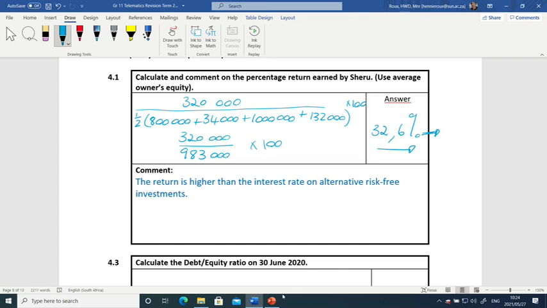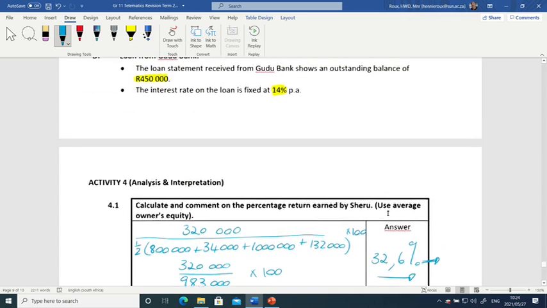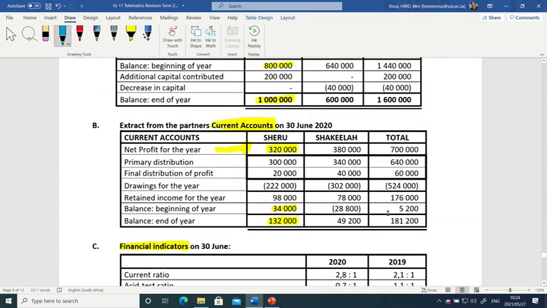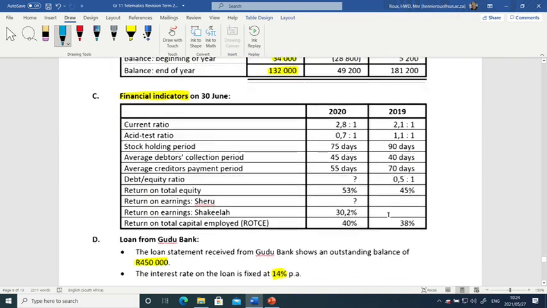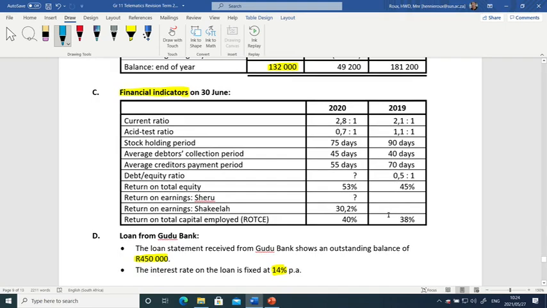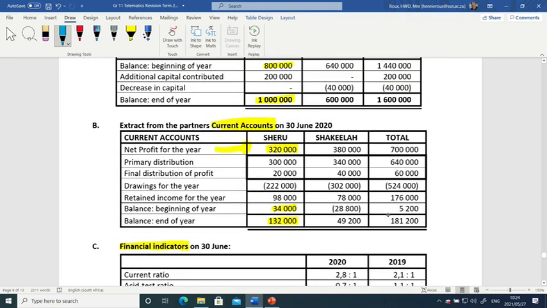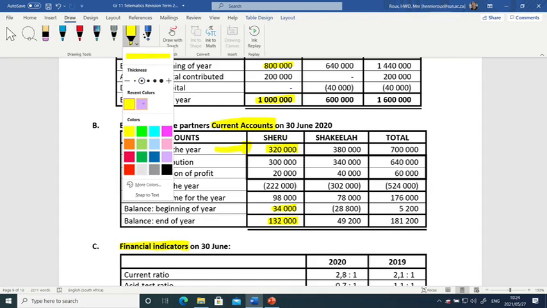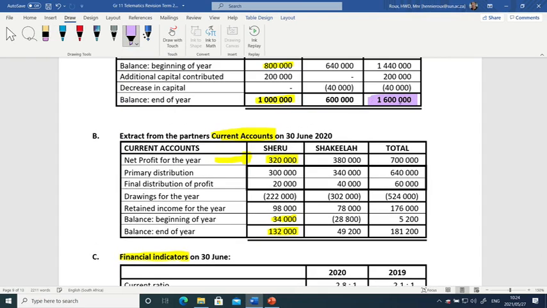The next one, the debt equity ratio. Again, if you know your format, you know you look at debt, which will be the loan given here at the bottom, 450,000, divide by your owner's equity. Owner's equity, which will be the total capital, because this is now for the business. It's not for one partner only. For the business, the 1.6 million plus the 181,200. So what is the ratio between own capital, these two, and borrowed capital, the 450?